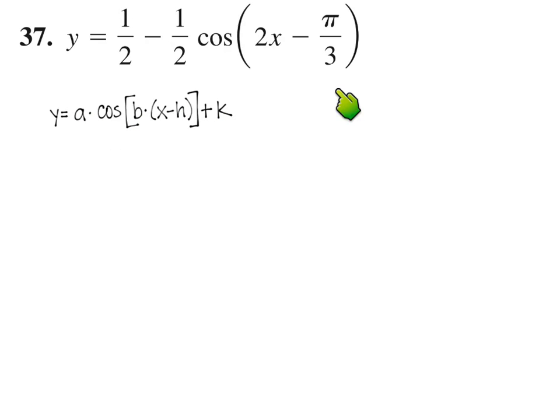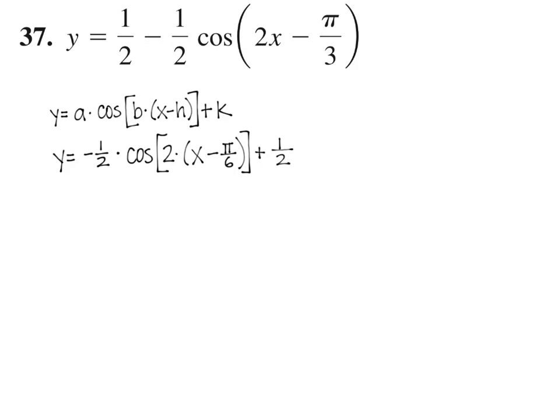When I take this given equation and rewrite it so it's more in this format, it looks like this. You'll notice I moved the 1/2 that was in the front to the end, so we can see that's the vertical shift. The amplitude is this 1/2, but it has a negative, so it's going to flip. I took the 2 in front of the x and factored it out of this argument, and we ended up with 2 times the quantity x minus pi over 6.